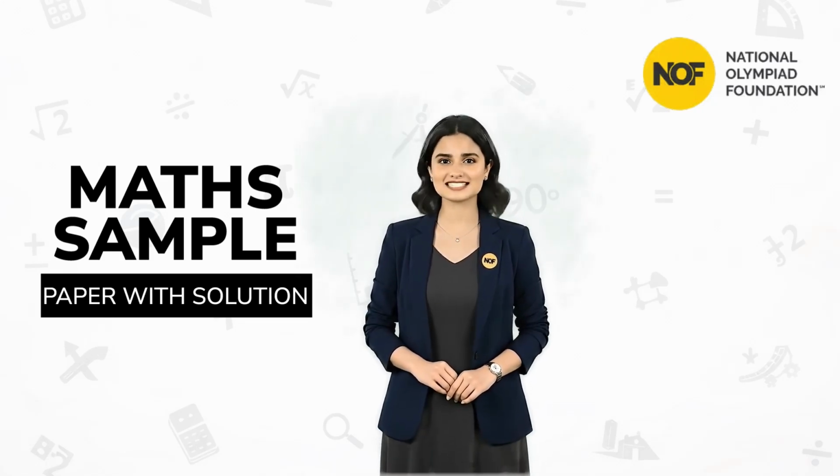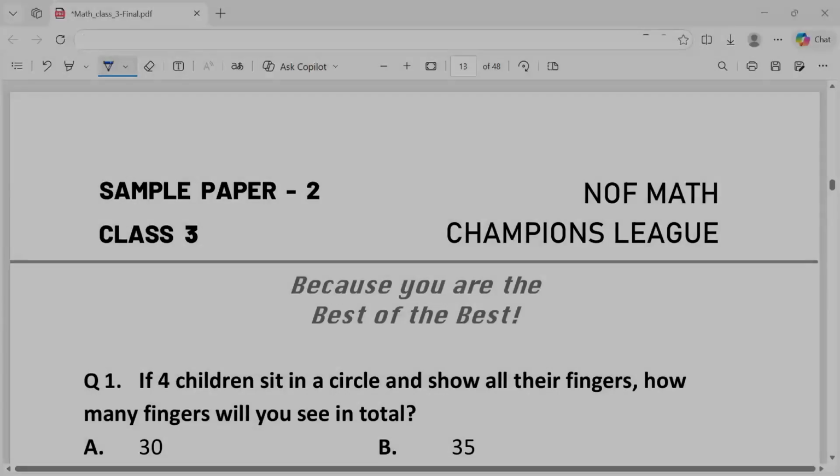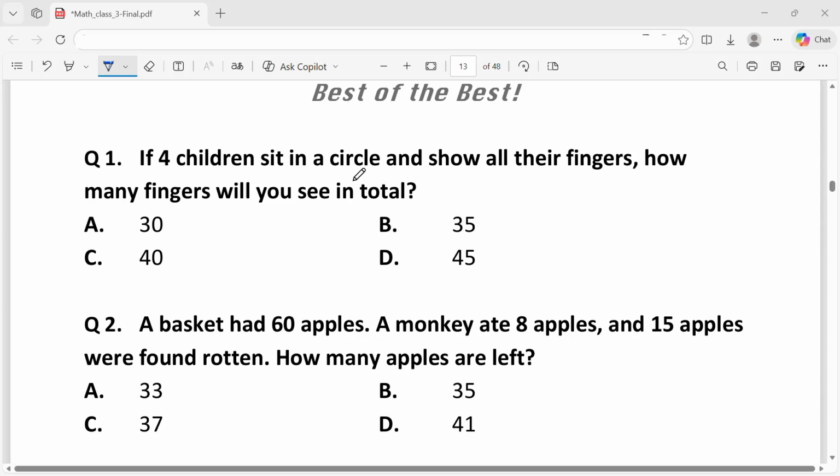Here is your math sample paper with solutions. Sample paper 2, class 3. Question 1. If 4 children sit in a circle and show their fingers, how many fingers will you see in total? We know that each child has 10 fingers. So total number of fingers will be 10 into 4, which is equal to 40. That is option C.